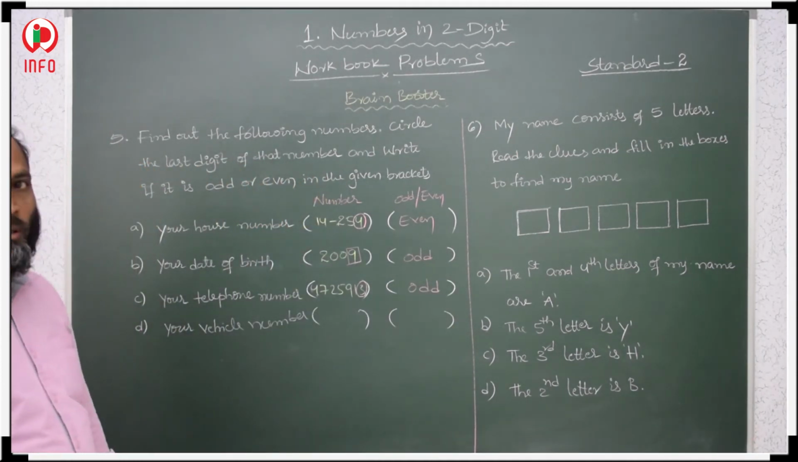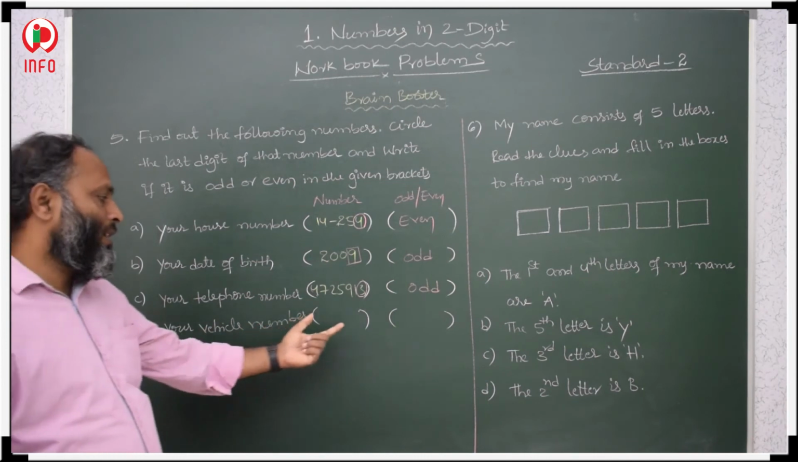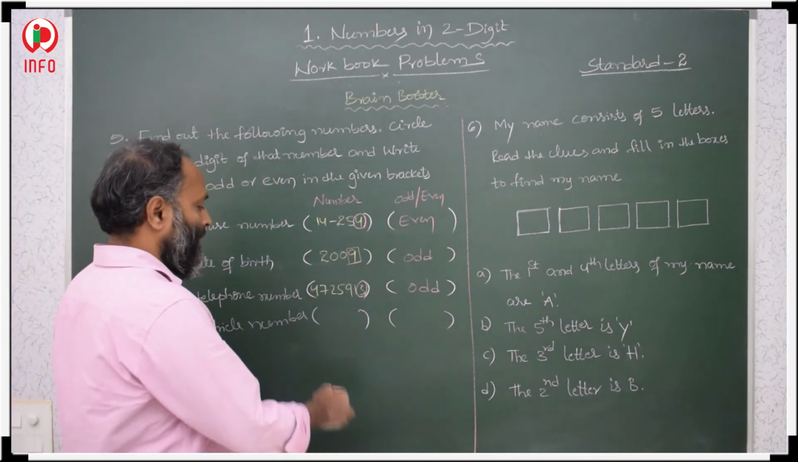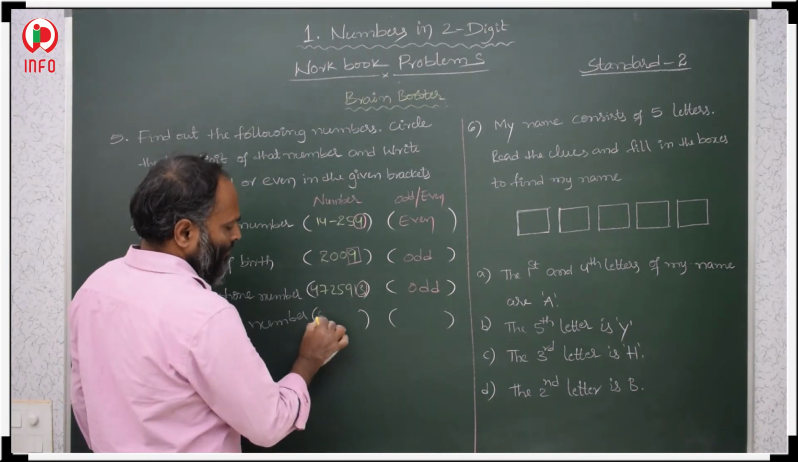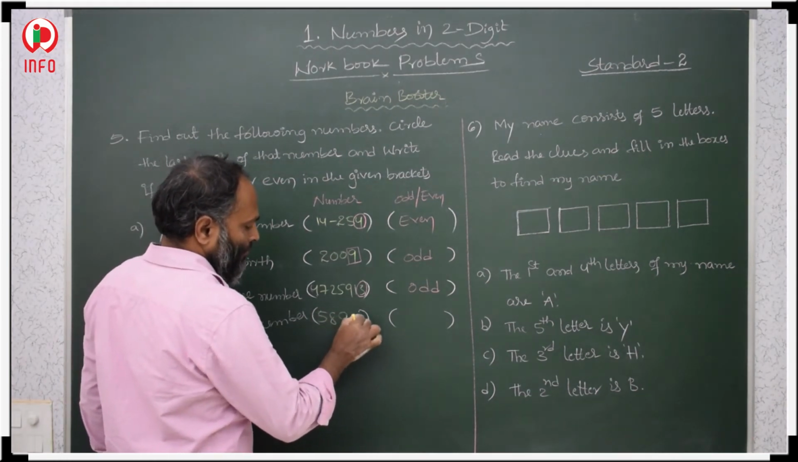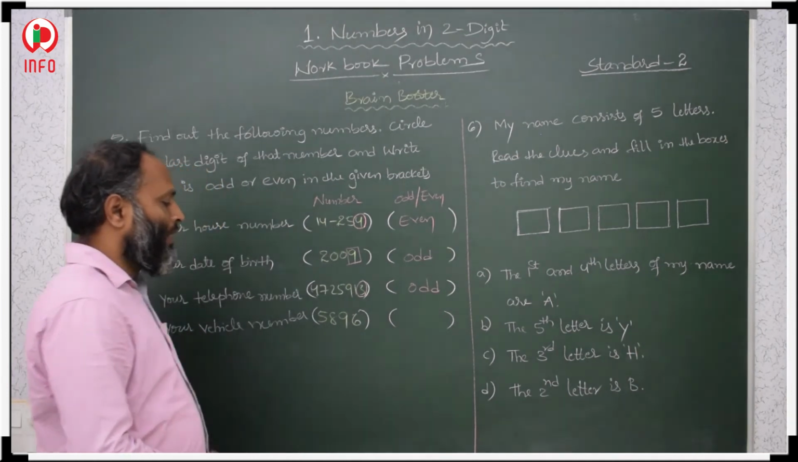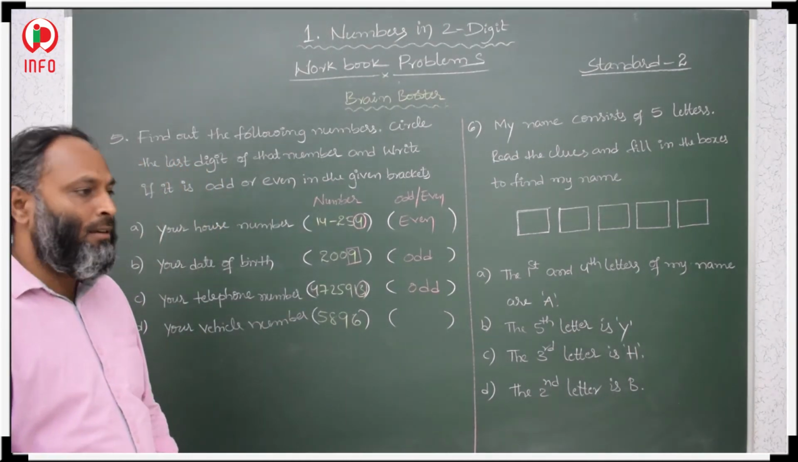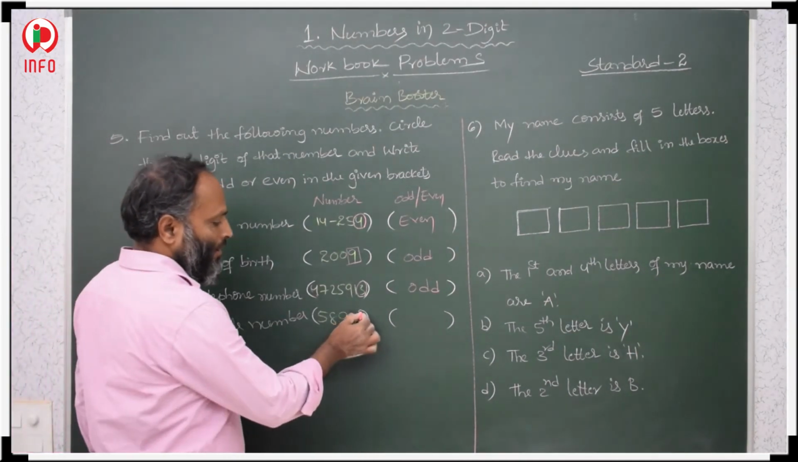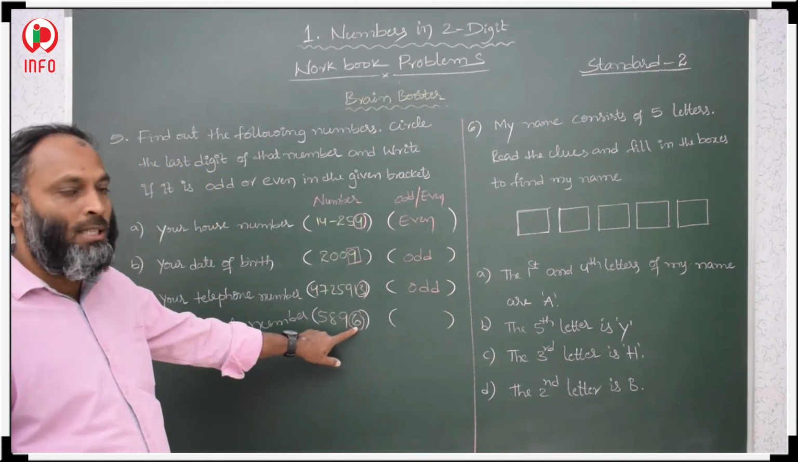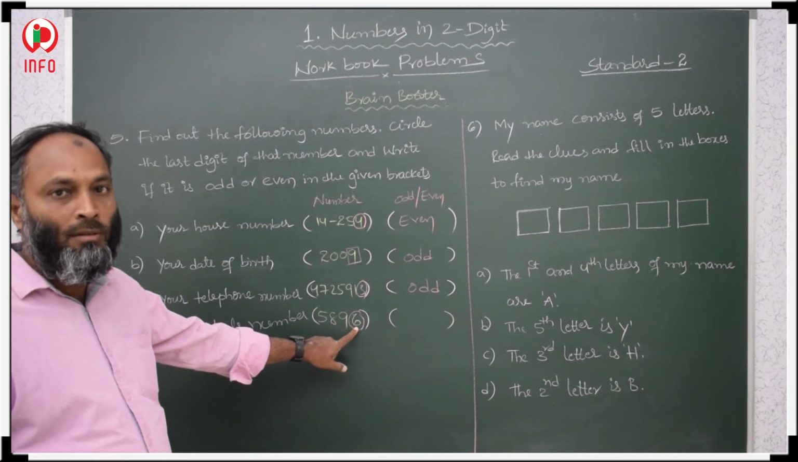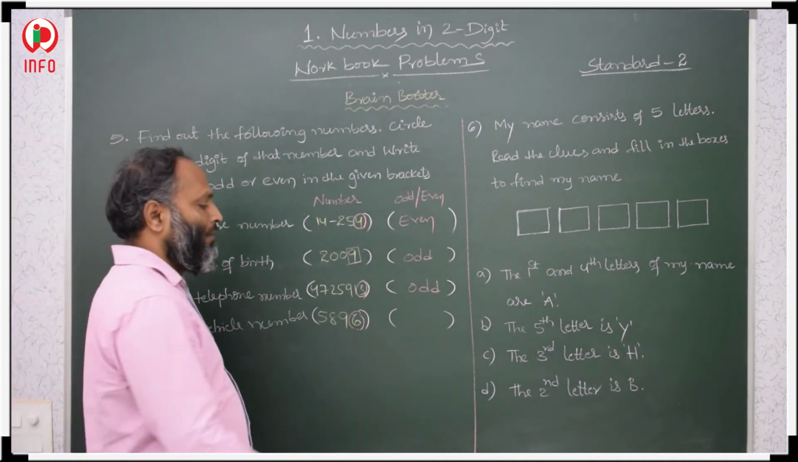Your vehicle number. Whatever your vehicle number is, just write it. For example, I am taking 5896 as the vehicle number. What is the last digit? 6. 6 is divisible by 2, since 2 threes are 6. So it is even.